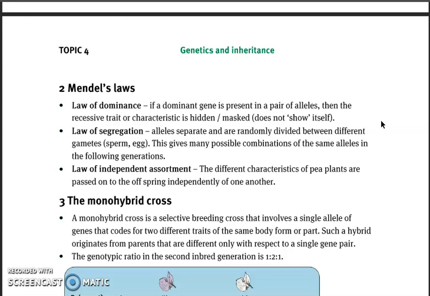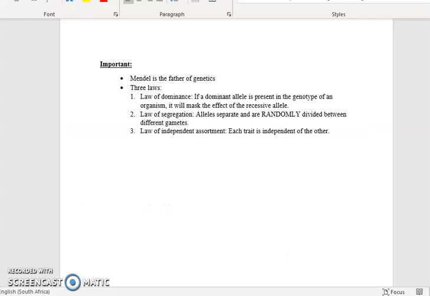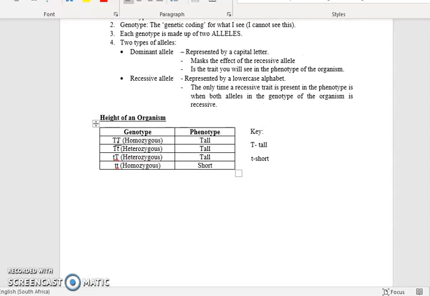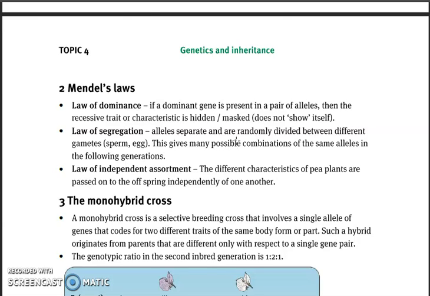His first law was the law of dominance, and we did go over this in our example over here, our law of dominance. So when a dominant allele is present, it masks the effect of a recessive allele, as we can see, where the little t is masked by the capital T and the phenotype ends up being tall, even though a short allele was present. So basically, that is Mendel's law of dominance. Quite a simple law, and I think we understand it by now.